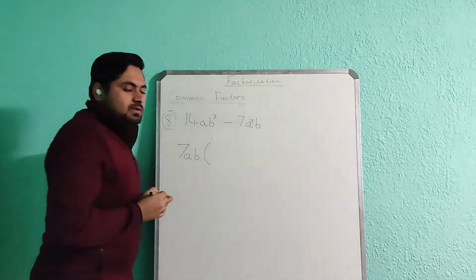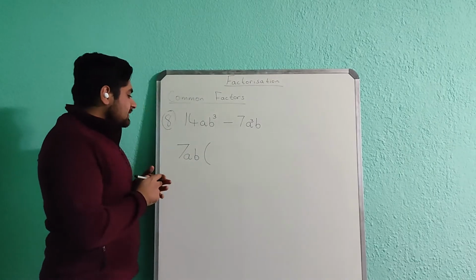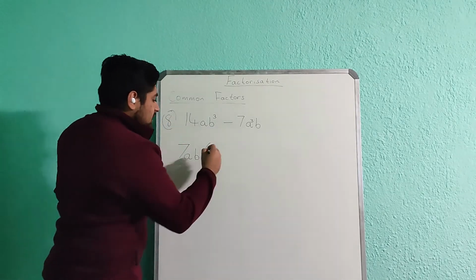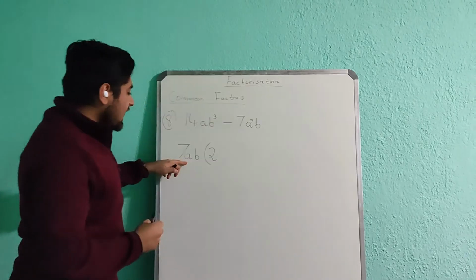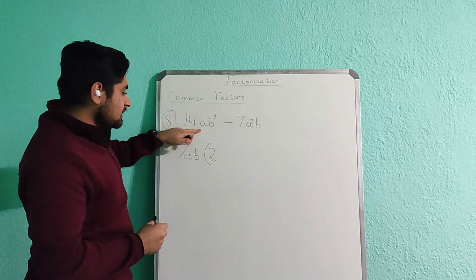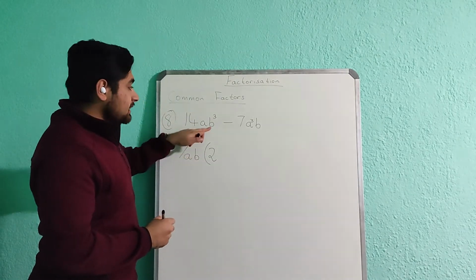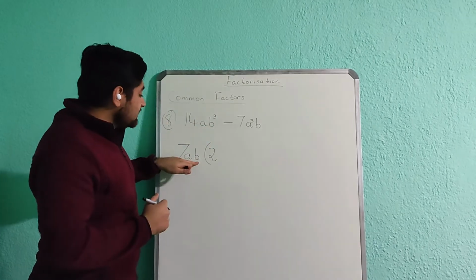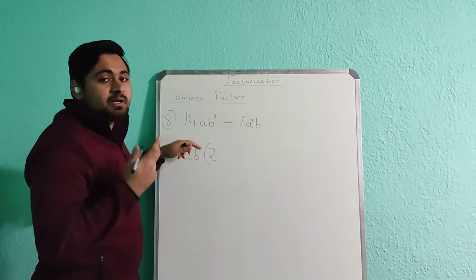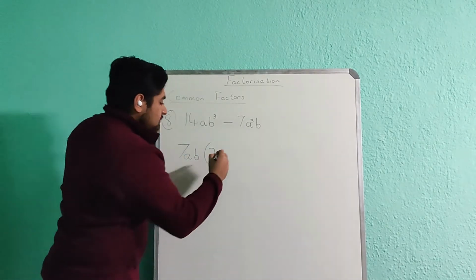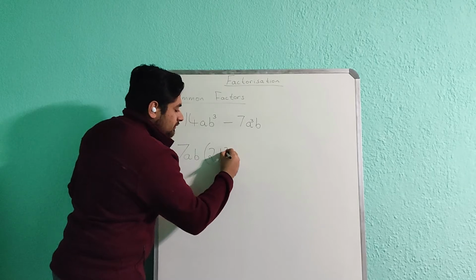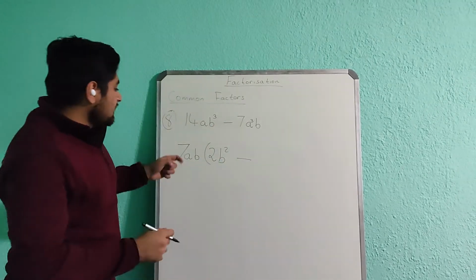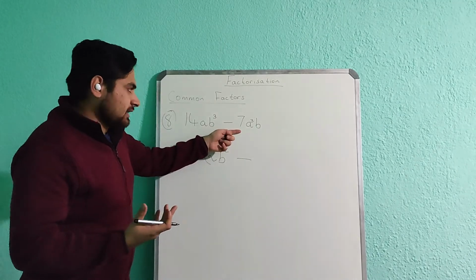Now we open the bracket. Now we see our number is 7. How many times can 7 go into 14? 2 times, right? So we write 2. A, we already got the a, right? And now coming to b, we got b, but here we got b cubed, or b to the power of 3. But here we got b to the power of 1. How many b's are we missing? 2, right? So therefore we are missing b to the power of 2. Minus, as the sign. 7 is already there, we do not need to write it again.